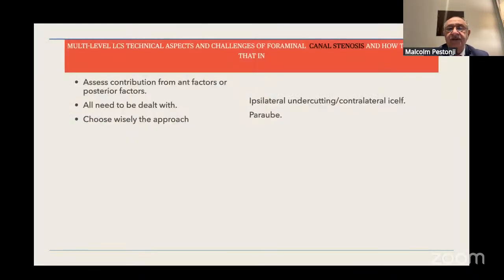When we are dealing with foraminal stenosis, how do we factor it in? Assess the contribution from the anterior factors and posterior factors. You must understand that foraminal stenosis is caused by multiple factors. All need to be dealt with, and you need to wisely choose an approach. Now, the approaches available to me are ipsilateral undercutting, contralateral ICLF, or a para-UB.